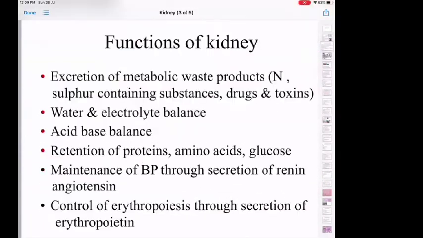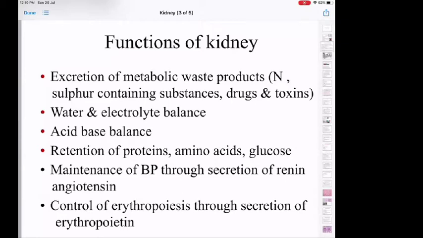Now, the function of the kidney. Many of you already know the functions of kidney. First and most important is the excretion of metabolic waste products. Metabolic waste products are mainly nitrogen waste products and sulfur containing waste products, and also drugs and toxins. The second function of kidney is the balancing of electrolytes and water. Water and electrolyte balance is a very important function. Third is the acid-base or pH balance, which is also an important function.